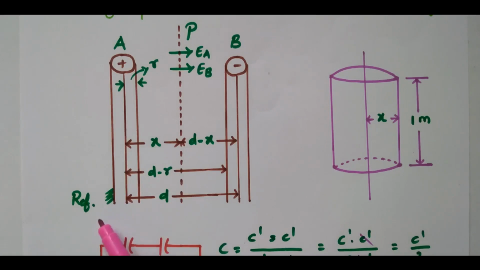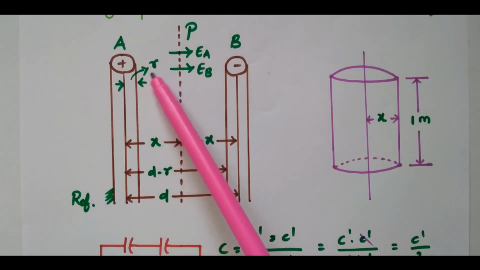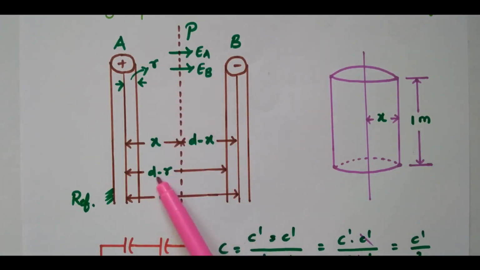Conductor A is taken as the reference conductor. Then the distance between point P and the center of conductor B is d minus x, right? So this will be x, this will be d minus x. The distance from the center of conductor A to the outside of conductor B is d minus r. During the integration, we need a limit, and the limit is decided by two parameters. One is the radius of the conductor. The other is this d minus r, from the center of conductor A to the outside of conductor B. So this distance will decide the other limit of the integration, right?